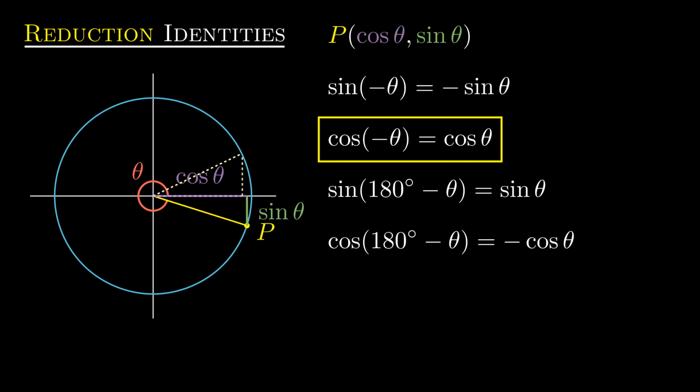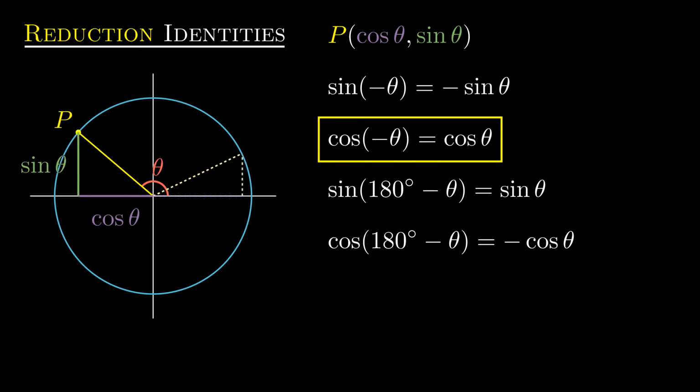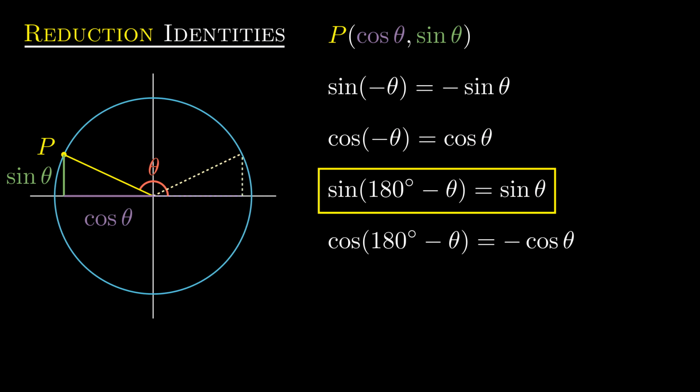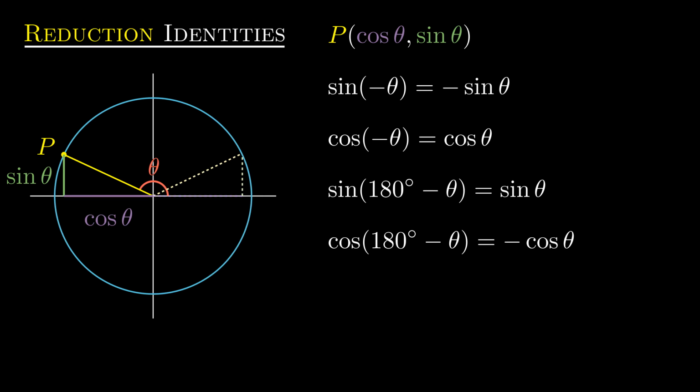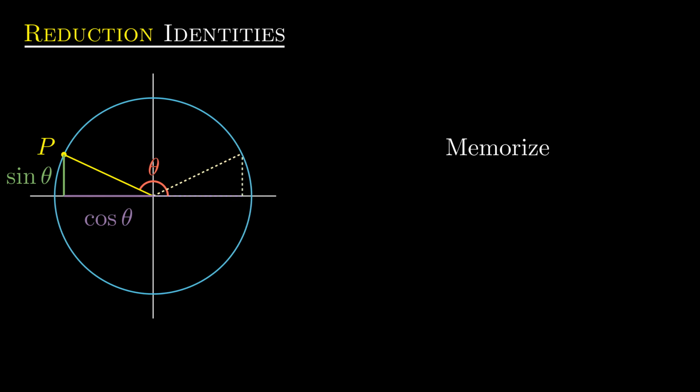If you compared 180 degrees minus theta to theta, that is the same thing as reflecting point P across the y-axis. Because cosine theta is the x-coordinate, cosine is negated. But because sine theta is the y-coordinate, sine theta remains. Now with the unit circle, we have no need to memorize these reduction identities. If we just investigate to see what happens when we change theta, we can derive the identities ourselves very easily on the fly.